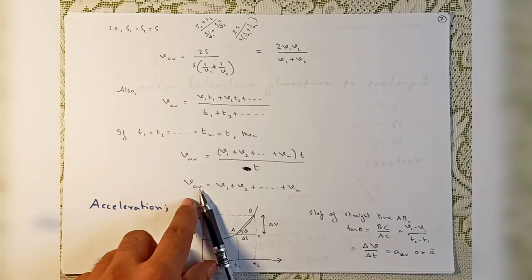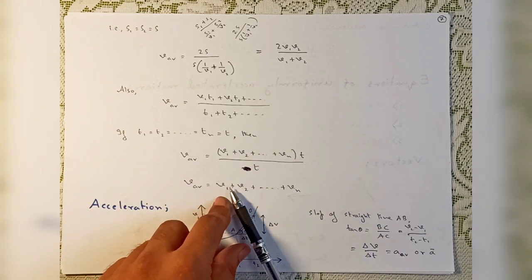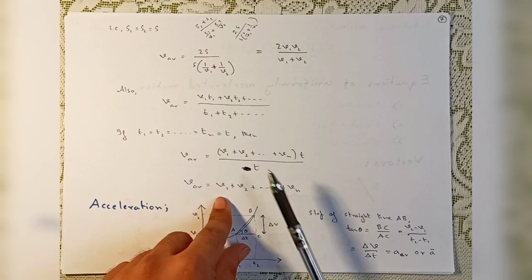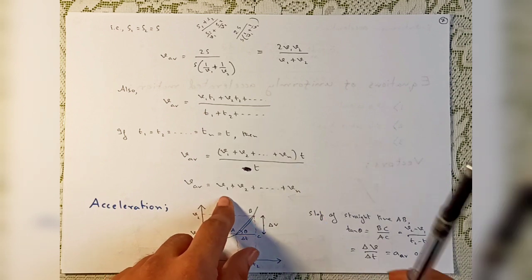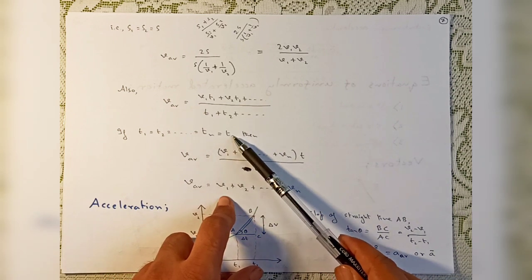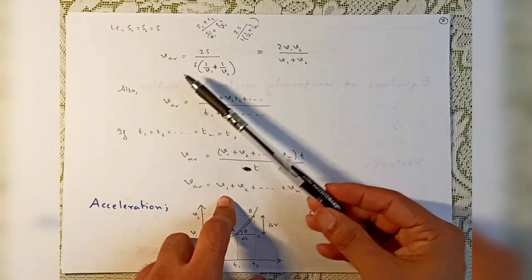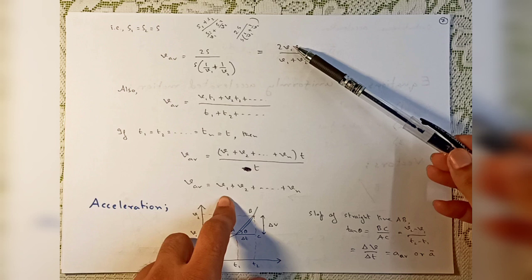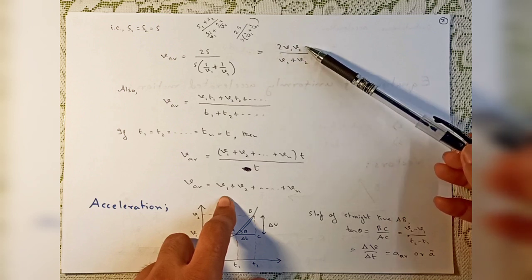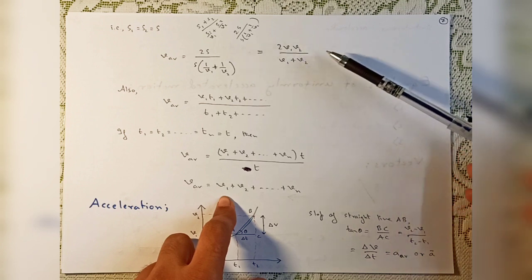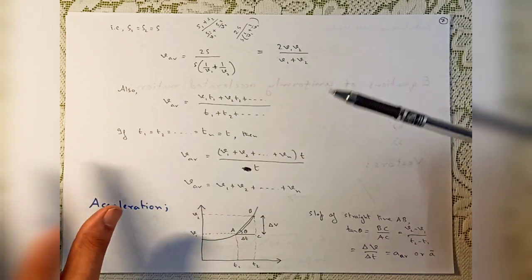Hence the average velocity in this case, compared to the other case, is what? Here the average velocity is the sum of the individual velocities divided by n, when it is the case of equal time. When it is the case of equal distance, the average velocity is twice the product of the individual velocities divided by the sum of the individual velocities. Okay, so this is the case with your average velocity.